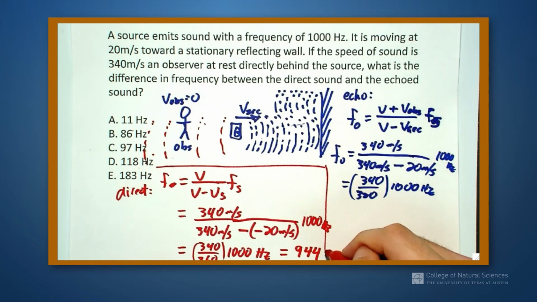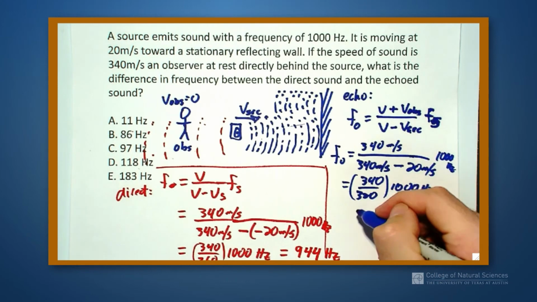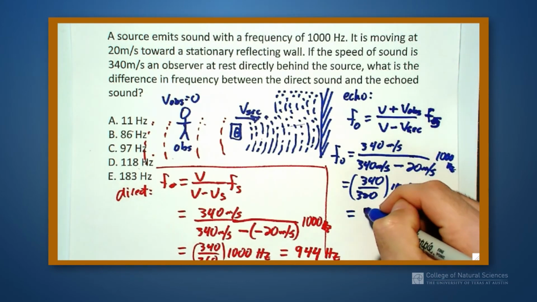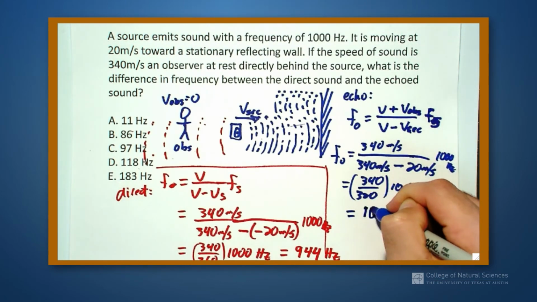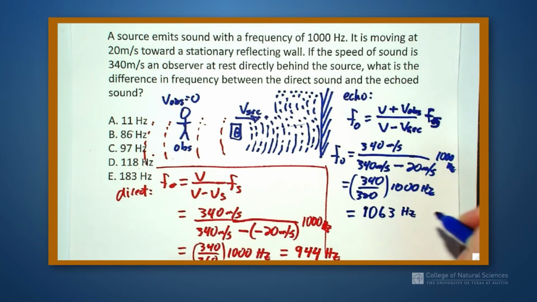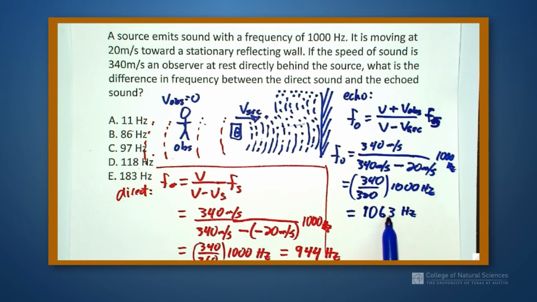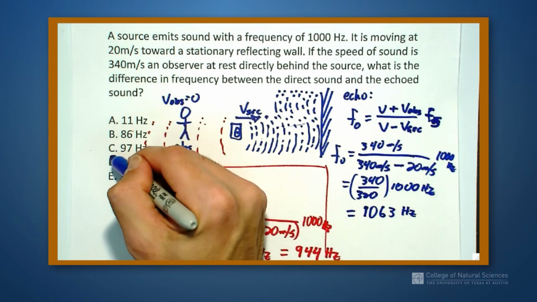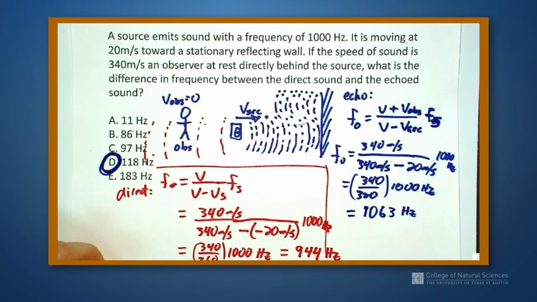This works out to be 944 hertz. The 340 divided by 320 times 1,000 is going to work out to 1,063 hertz. And if we take the subtraction of the two, we get pretty much 60 to get up to 1,000, and 60 more. So 60 is a little bit, it's around 120, 118 hertz is going to be our right answer.